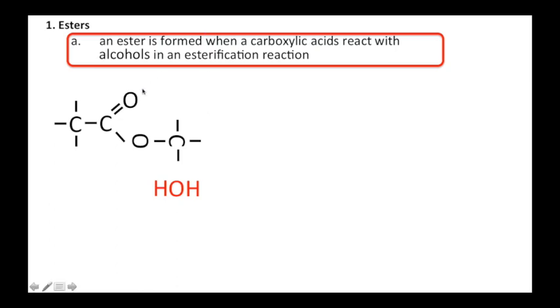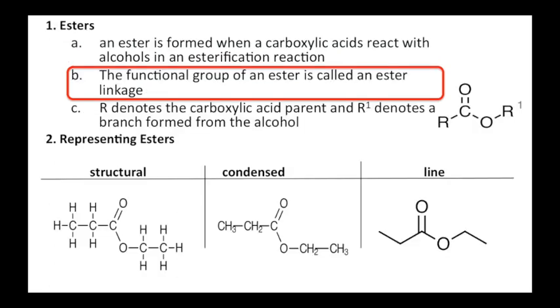And an ester has a double bond to an O, single bond to an O. There's the functional group for an ester. Not double bond to an O, single bond to an OH, like a carboxylic acid, but double bond O, single bond O, ester. All right. So we have an ester and water as a product of this reaction.